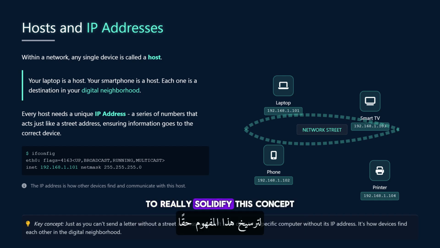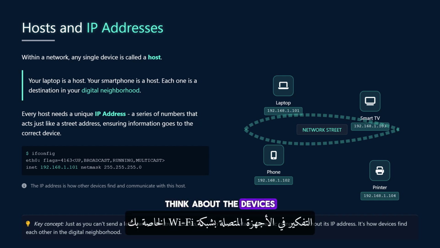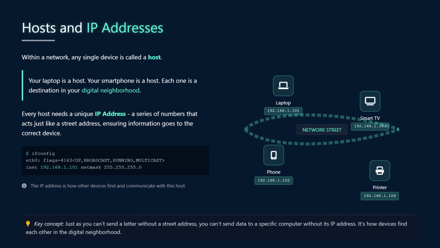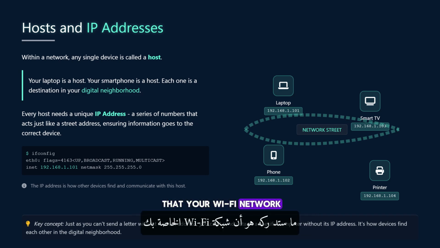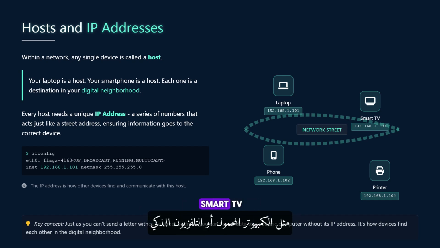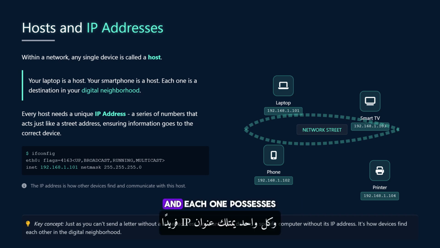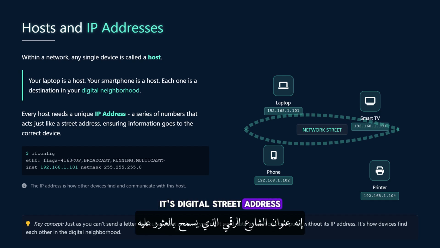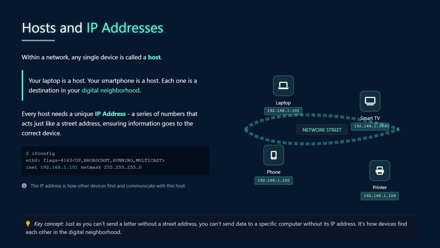To really solidify this concept, think about the devices connected to your own Wi-Fi. What you'll realize is that your Wi-Fi network is the neighborhood, your devices, like a laptop or smart TV, are the houses, and each one possesses a unique IP address, its digital street address that allows it to be found.